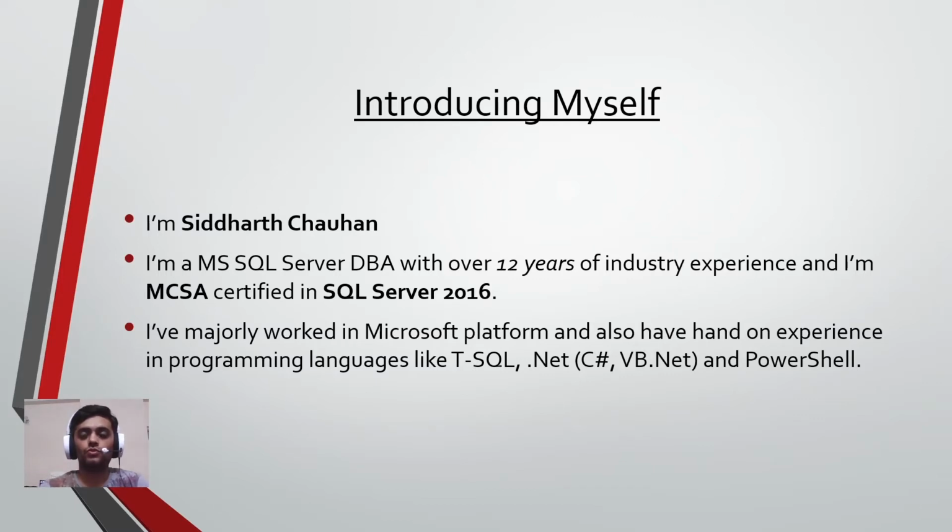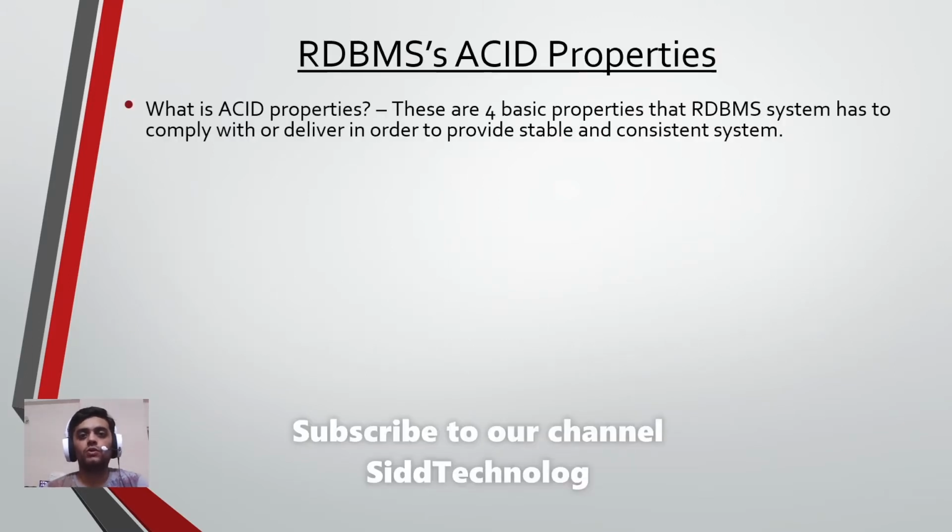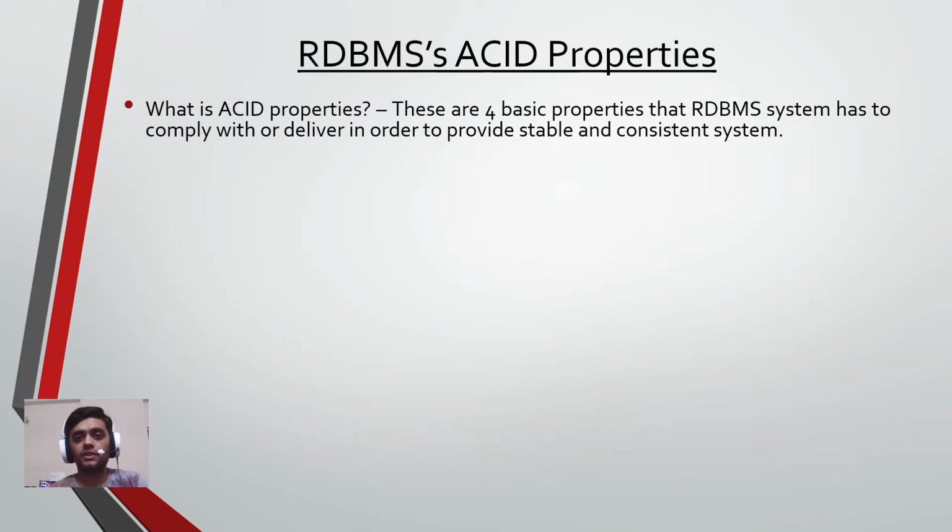So let's move on to our topic. First things first, let us talk about what the ACID properties are. ACID here is actually four initials, A, C, I, D, from the four properties which we are going to discuss in a minute. And these properties are something every RDBMS system has to conform to in order to provide consistency of the database as well as transactions. All right, so let us see what these ACID properties are.